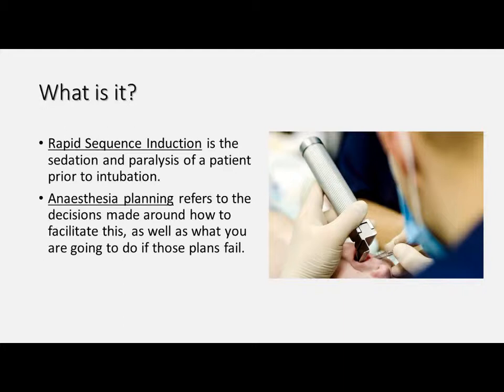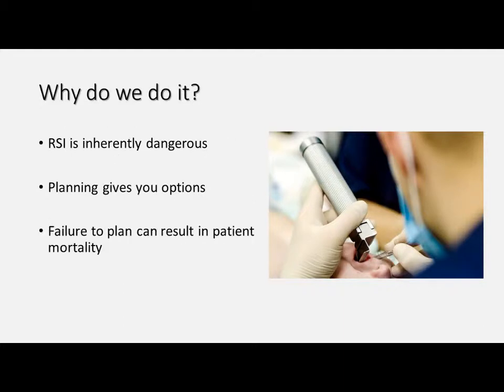Anaesthesia planning is the process of not only deciding the tools that we're going to use to affect this RSI, but also deciding on contingencies that we will take should we encounter any failures along the way in our process. We have to recognise that RSI is inherently dangerous, and planning is the only way that we can begin to mitigate some of the risks of this procedure. If we fail to plan, we also leave ourselves without options if things go wrong. And when we're talking about removing the patient's ability to breathe for themselves, the result of failure is obviously catastrophic.